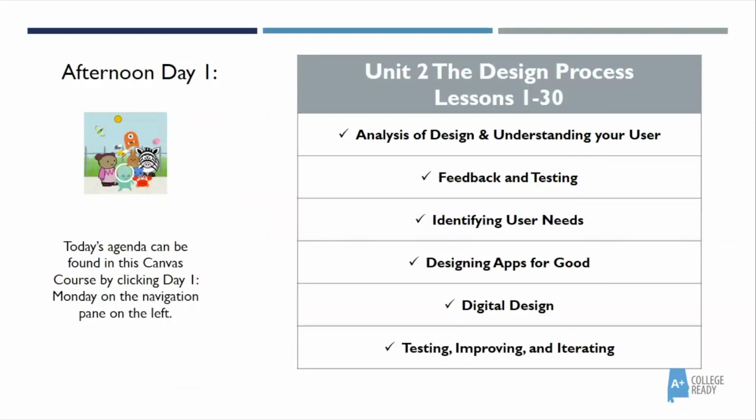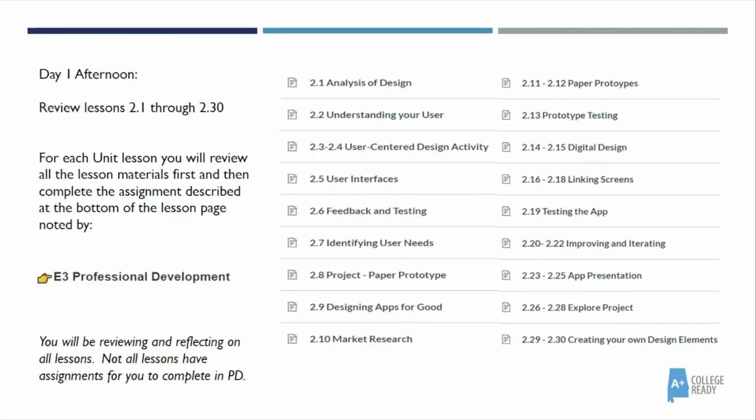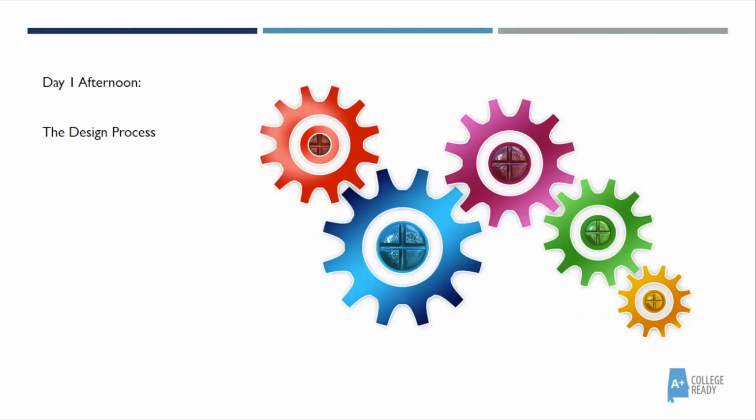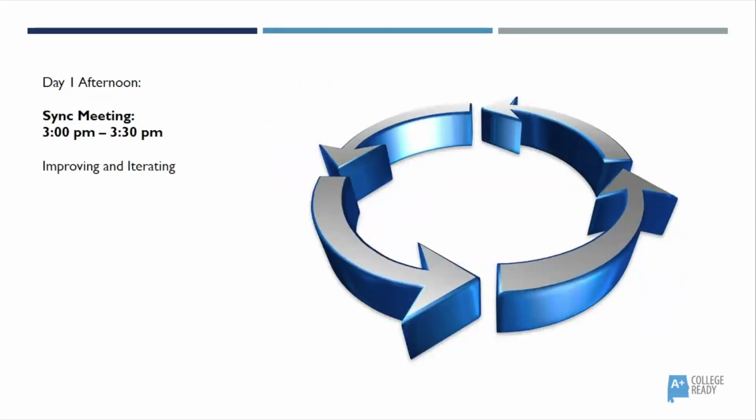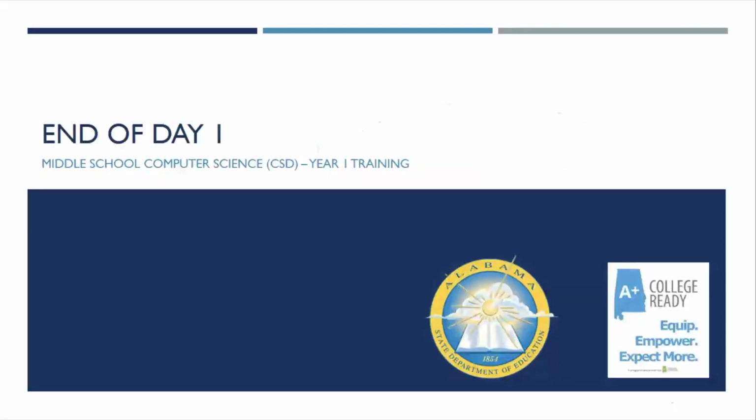Once we come back in the afternoon, we're going to take a look at Unit 2, Lessons 1 through 30. The same process is going to go through. You want to look at all of the lessons so you can make sure that you get an understanding of what's being taught in the unit as a whole. And then you'll have different assignments that you're going to complete for select lessons in Unit 2. We're going to take a look at the design process of how to create different things. And then when we come back for our afternoon meeting, we're going to be talking about improving and iterating, which just means going over, retrying, doing it over and over again. And then that is going to be the end of day 1.